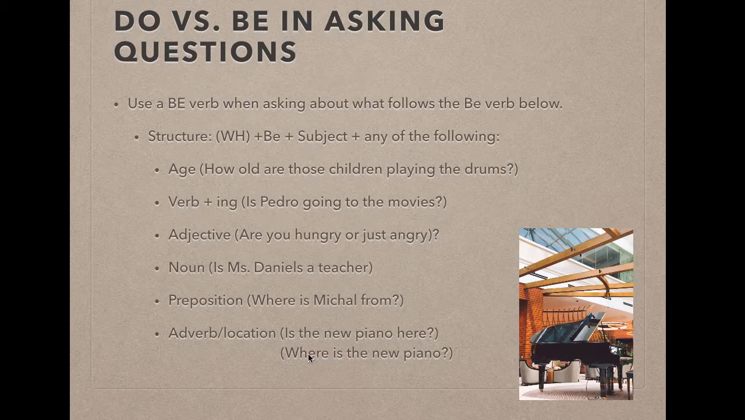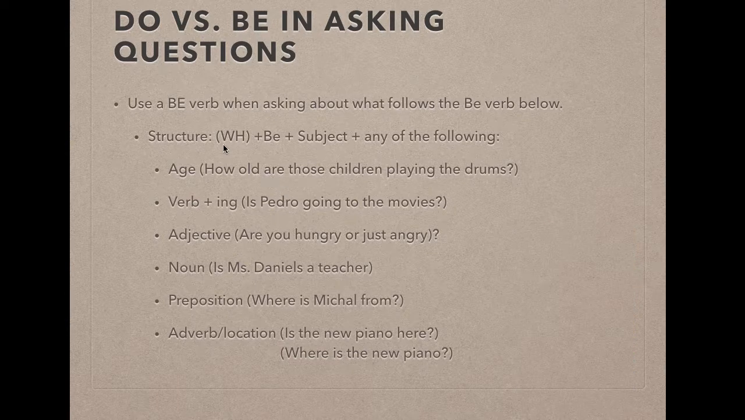Or I can just do a WH question. Where is the new piano? So there's my WH question, and there's the subject. Okay, and there's the be verb right there. All right, so you might want to keep this slide handy at some point as you're doing the exercises that are in the book. And if you're not sure whether you should use do or be, just take a look at the list that we have, and I think it's going to help you a lot. Okay, finish the exercises that I have assigned, and we'll see you in class.